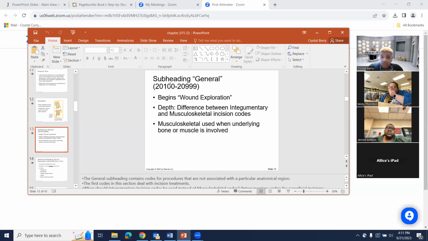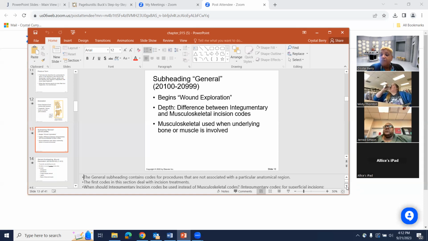It says the general subheading contains codes for procedures that are not associated with a particular anatomical region. The first codes in the section deal with incision treatments. So that should help you with understanding incision. That's the first set. That's what it deals with first, the incision.